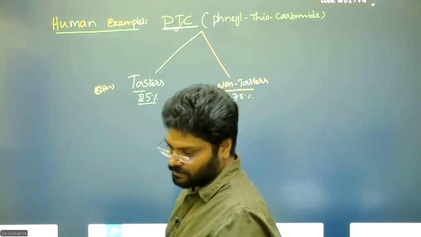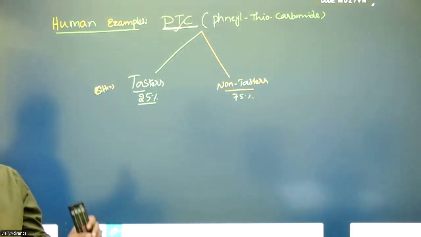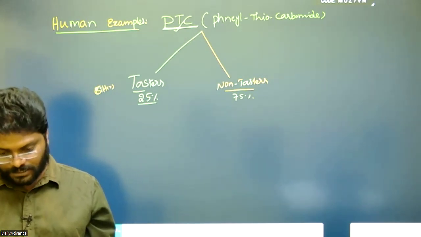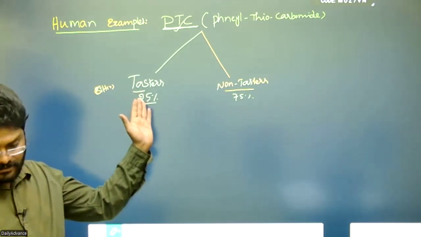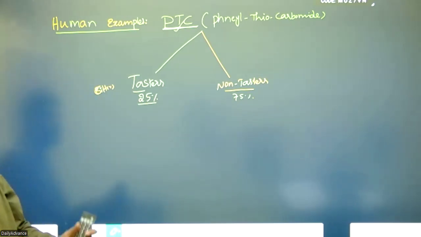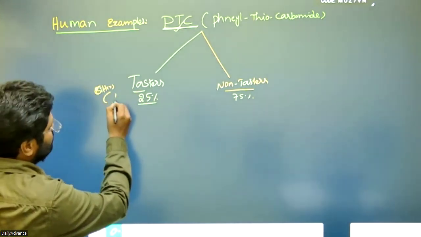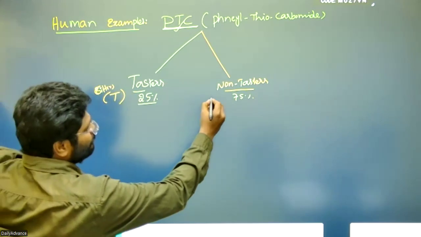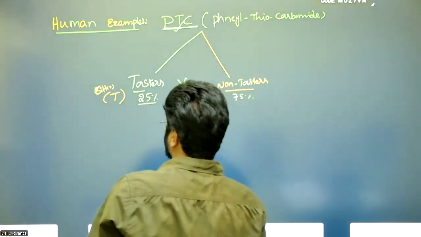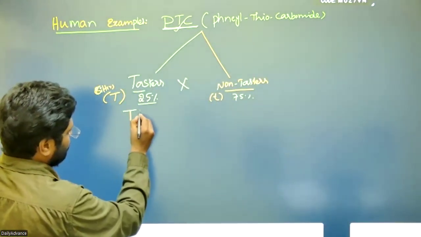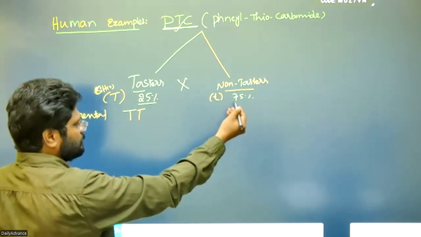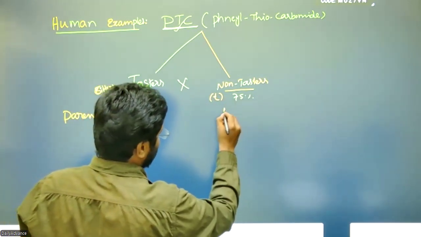So in a case when a taster person marries a non-taster person, what kind of children can we expect? If you know that taster is dominant, then the answer is very easy. All children are born tasters. Understand? Suppose you take taster as capital T, and the opposite, non-taster, we write as small t. In the parental generation, if these two got married, the taster's genotype is TT, and suppose the non-taster is the female, small t small t.